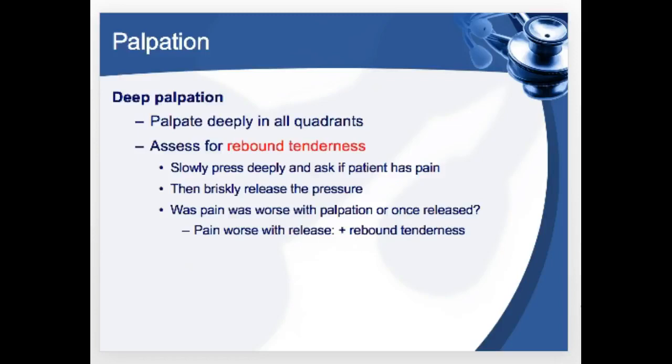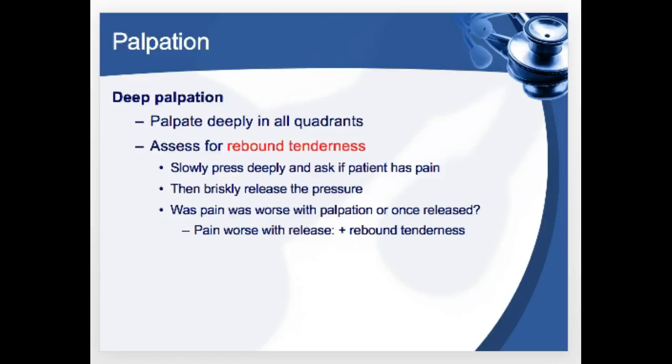With deep palpation, you'll palpate in all quadrants. You can assess for what we call rebound tenderness, and you do this by slowly pressing deeply into an abdominal quadrant and asking the patient if they have any pain. And then you can quickly release the pressure and ask them if the pain was worse when you were pressing down, or when you released quickly.